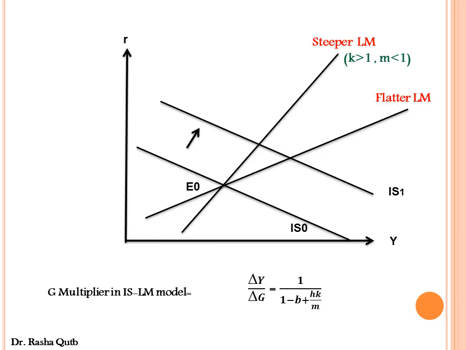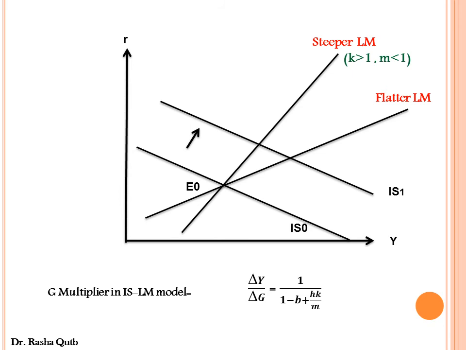Turning to the slope of LM and the effectiveness of fiscal policy, we have taken that the LM curve has three shapes. We have vertical LM, we call it the classical range of the LM curve. We have horizontal LM, we call it the Keynesian range of LM, and the intermediate range of the LM curve, which has a positive slope. If the slope is low, we call it relatively flatter, and when the slope of LM is high, we call it steeper LM.